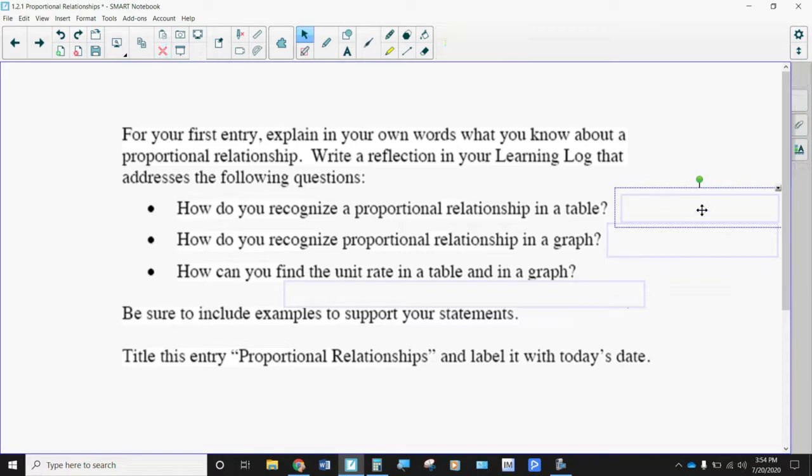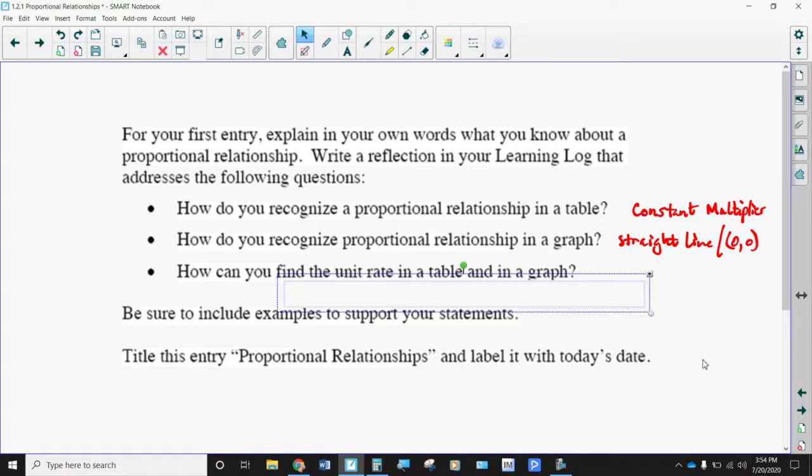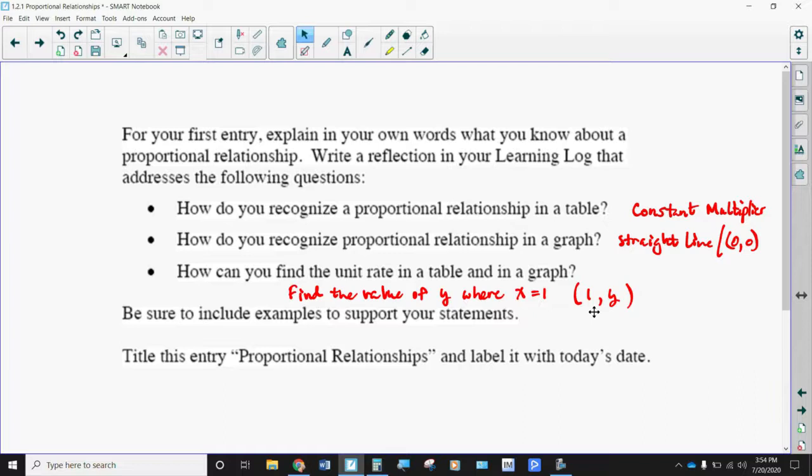How do you recognize a proportional relationship in a table? There's always a constant multiplier. How do you recognize the proportional relationship in a graph? Well, there's two things to look for: a straight line and the fact that it passes through 0, 0. And then how can you find a unit rate in a table and in a graph? Find the value of y when x is equal to 1.